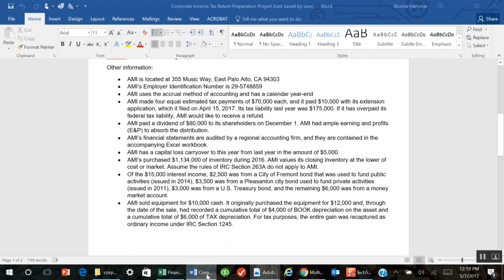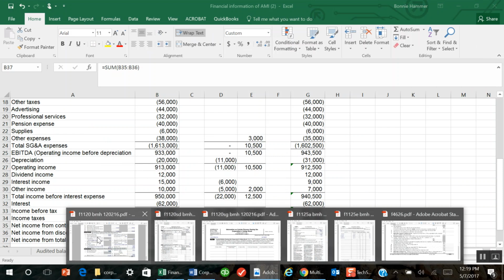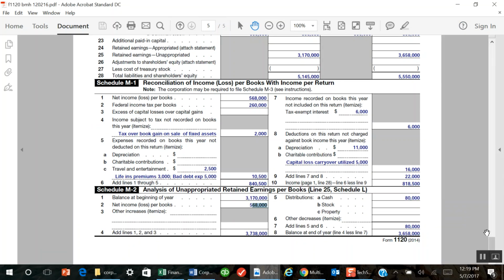Okay, so let's go back to the return. I did require you to fill out Schedule M2. You got marked off 1 if you did not fill that out correctly. Schedule M1 gave you the ability to miss more than 1. Some people got like 5 or 6 or 7 points off for this.